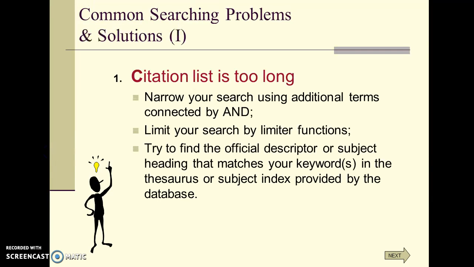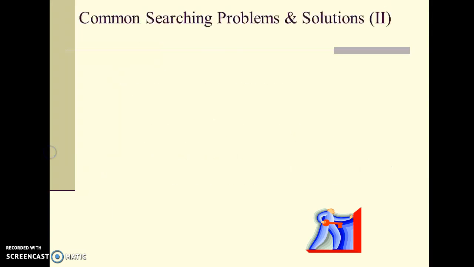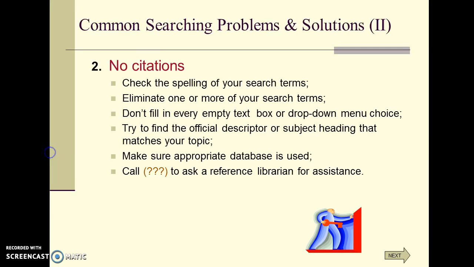Citation list is too long. Narrow your search using additional terms connected by "and," or limit your search by limiter functions. Try to find the official descriptor subject heading that matches your keywords in the thesaurus or subject index provided by the database. No citations? Check the spelling of your search terms. Eliminate one or more of your search terms.